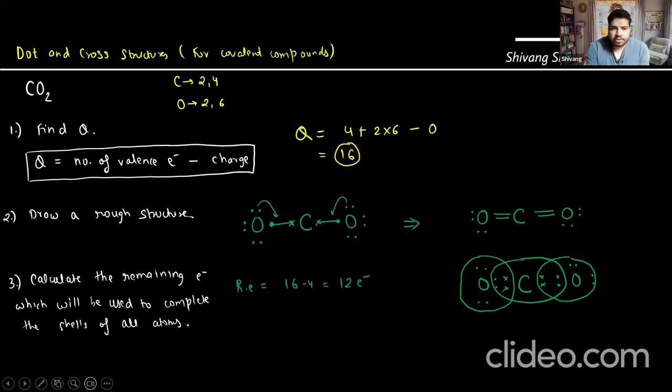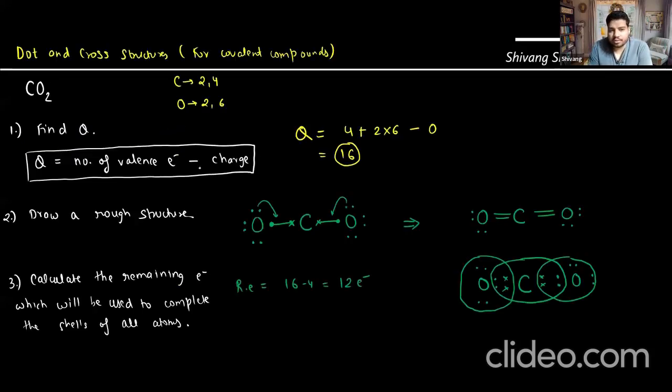Okay. So this was CO2, and now let's move on to slightly difficult structures. Okay, let's go. So the next one that we are going to do is carbonate ion, CO3 2 minus. That is the next structure that we are about to do.